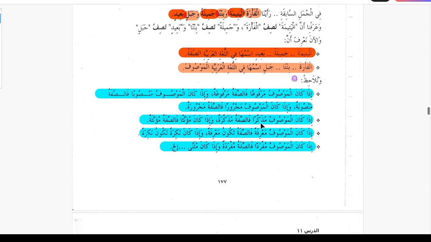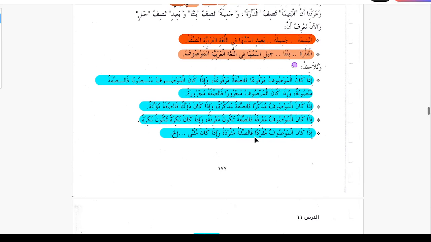وإذا كان الموصوف مذكرا فصفة مذكرا ومؤنثا فصفة مؤنثا. And when the mawsuf is masculine, the sifa is going to be masculine and vice versa. وإذا كان الموصوف معرفة فصفة معرفة and vice versa. Nakira to nakira.